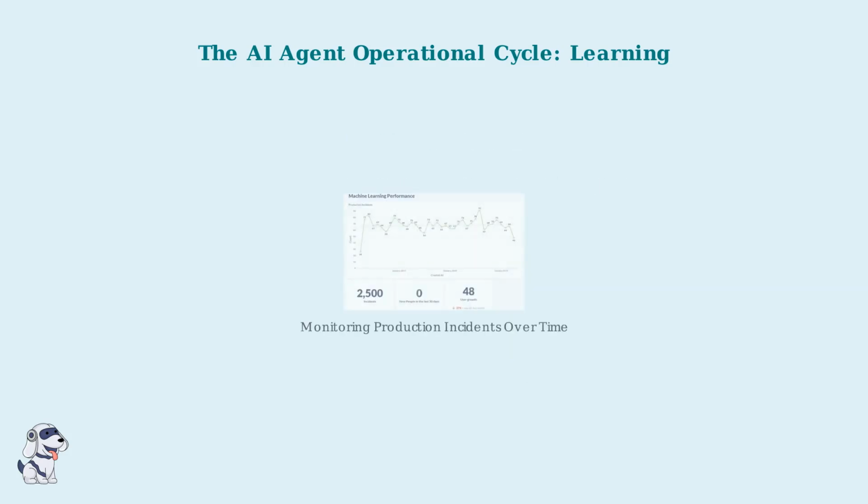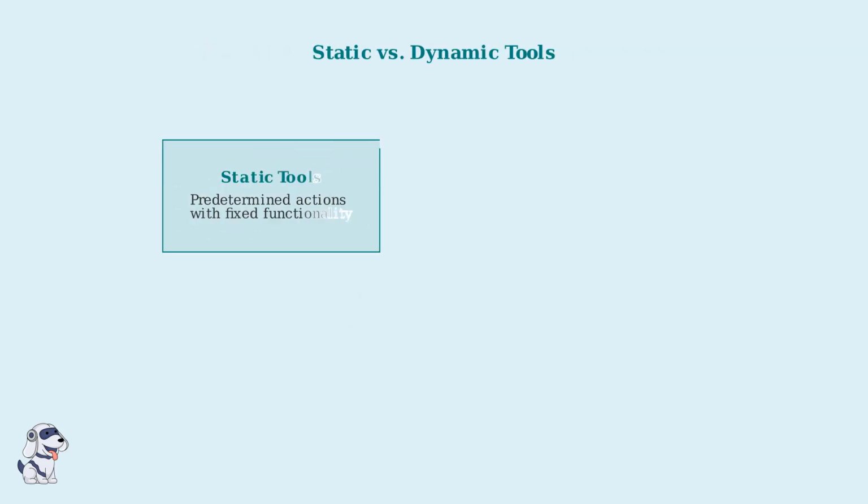For example, monitoring production incidents, as seen in this performance graph, allows agents to detect when models need retraining or adjustment. Through continuous learning, AI agents evolve and handle increasingly complex tasks more effectively. AI agents use two types of tools: static and dynamic. Static tools perform predetermined actions with fixed functionality. Dynamic tools adapt their behavior based on context and changing conditions.